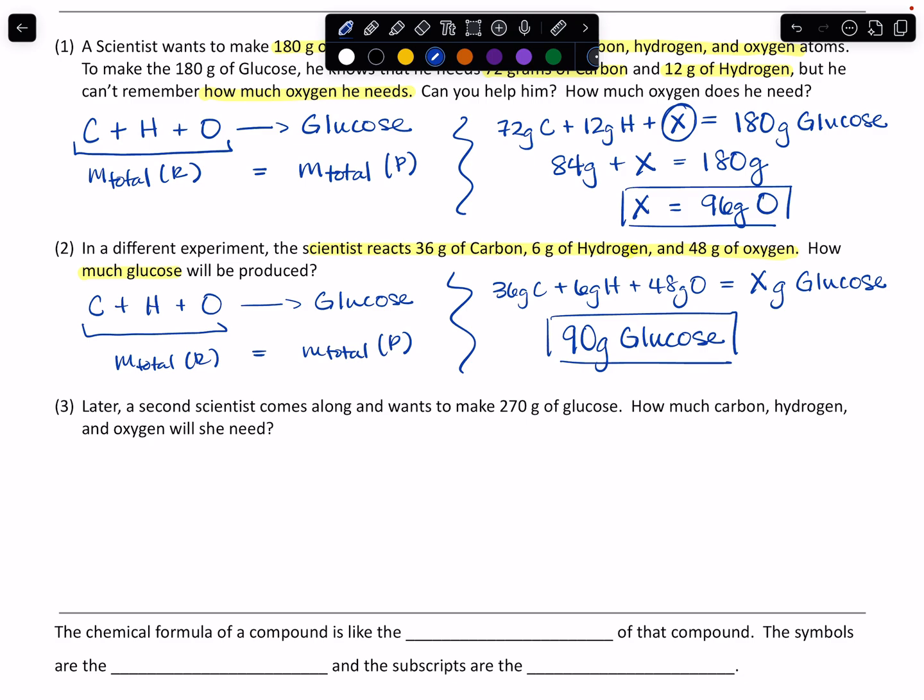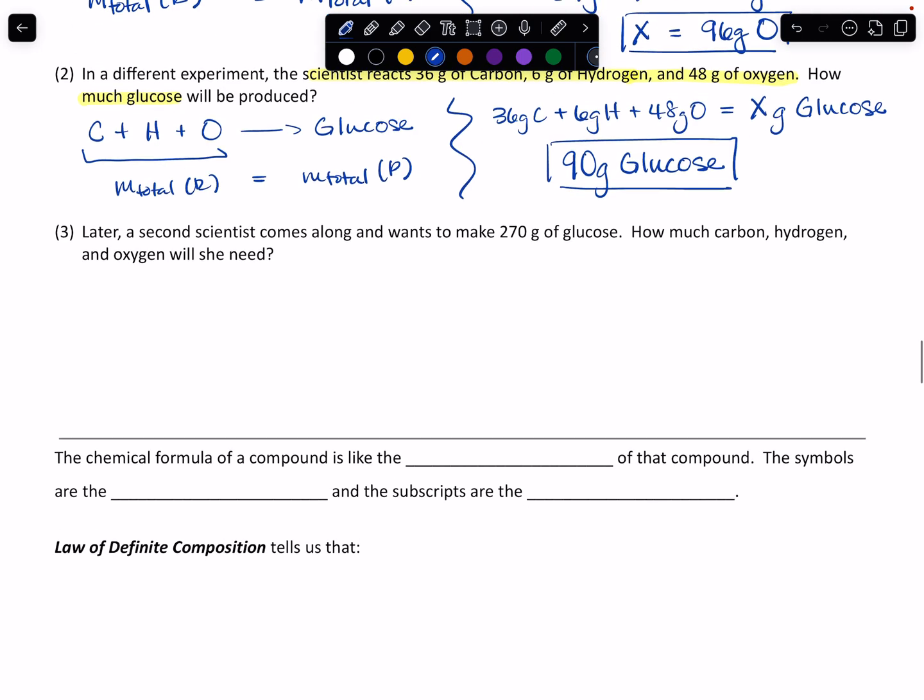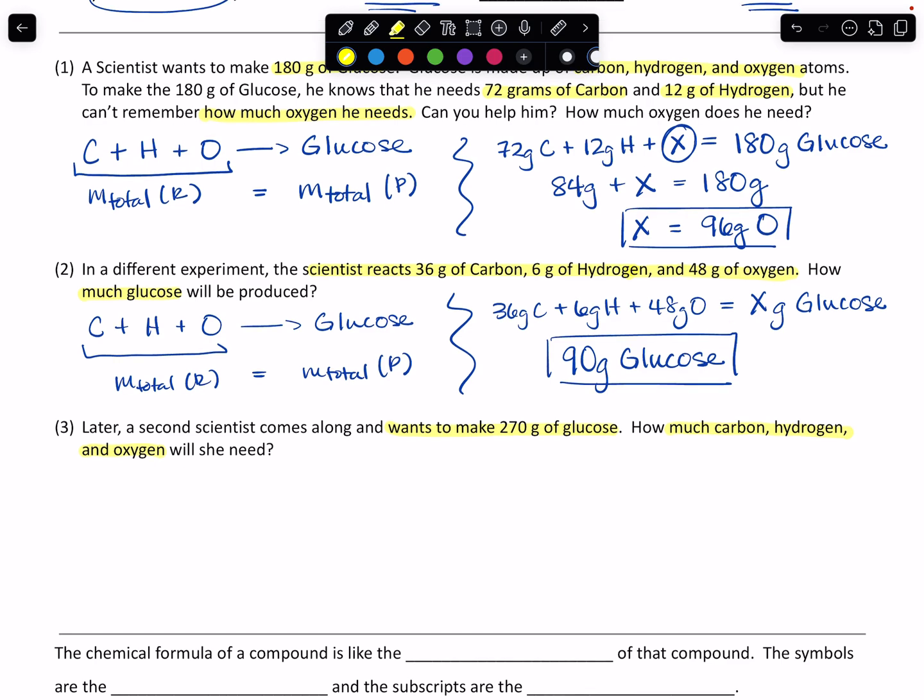All right, now this last one's a little trickier. Later a second scientist comes along and wants to make 270 grams of glucose. How much of each component, each reactant, am I going to need? Now I know from problems 1 and 2 how much carbon I need for 180 grams of glucose, how much hydrogen for 180 grams, and how much oxygen. Or I know the carbon for 90 grams, the hydrogen for 90 grams, and the oxygen for 90 grams. I can use those to set up ratios.